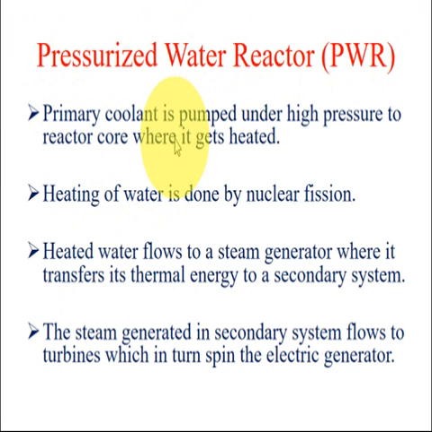In a pressurized water reactor, primary coolant is pumped under high pressure to the reactor core, where it gets heated. Heating of water is done by nuclear fission. Heated water flows to the steam generator, where it transfers its thermal energy to the secondary system. The steam generated in the secondary system flows to the turbine, which turns the electric generator.